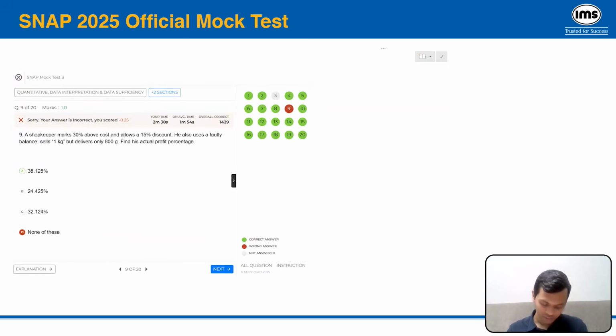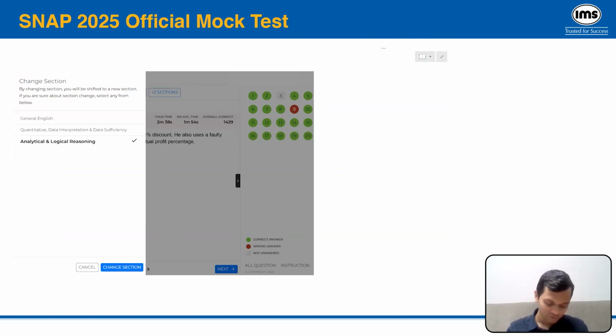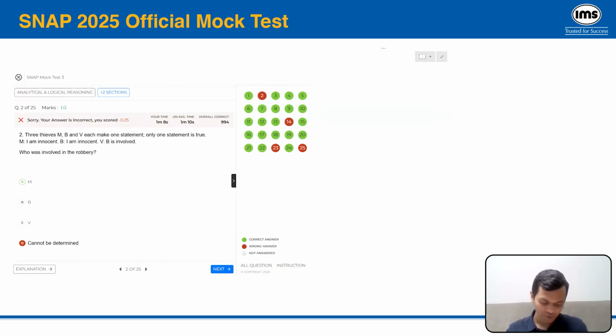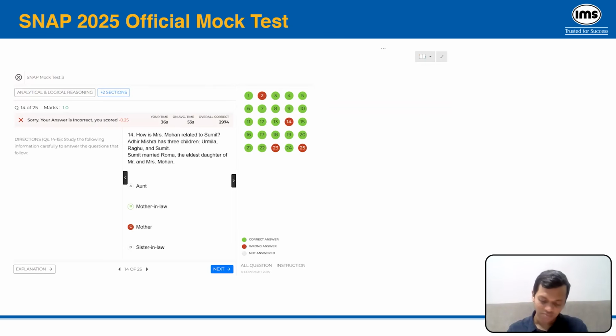Okay, Quant, this one question I got wrong. The right answer is 38.125. Okay, I made some silly mistake somewhere then. I'll always review it later. I don't know. I think I solved it and conveniently, I think M and V should be the answer, but they have given only M.